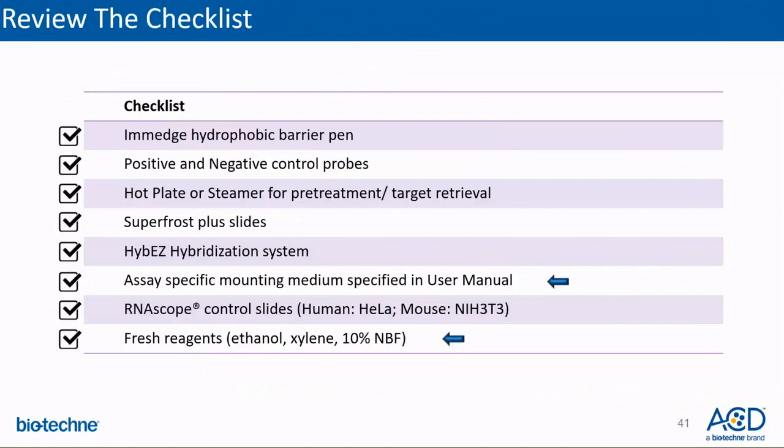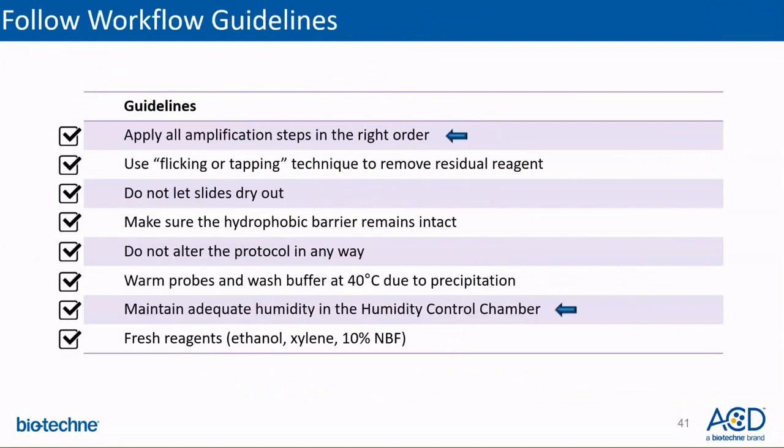Additionally, make sure to have a checklist like the one shown here that can help ensure your success with the RNAscope assay. For example, always work with fresh reagents. Use appropriate assay-specific mounting mediums. We also have some recommended general guidelines such as apply all the amplification reagents in the right order, maintain humidity in the HybEZ oven, etc.